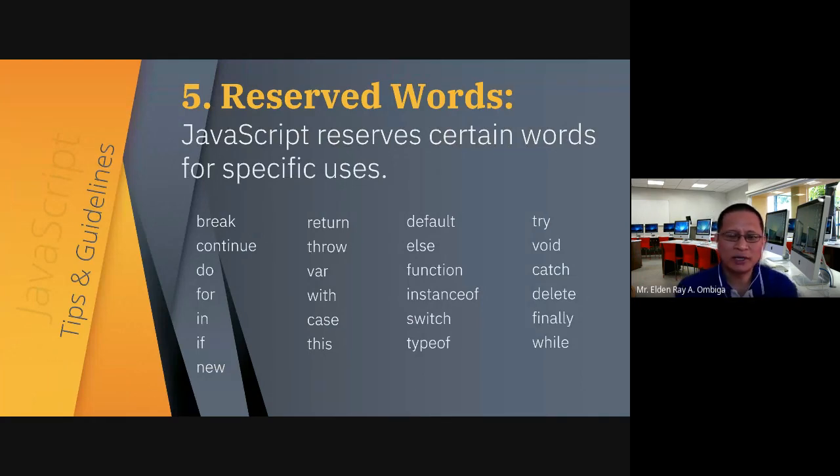You might say, wow, there's a lot, but there's actually a lot more. These are just a few examples. We have break, continue, do, for, in, if, new, return, throw, var, with, case, this. We have default, which is also a reserved word in JavaScript. We have else, function, instanceof, switch, typeof, try, void, catch, delete, finally, while. So these are all examples of reserved words in JavaScript. Do not use these in your variables later on.